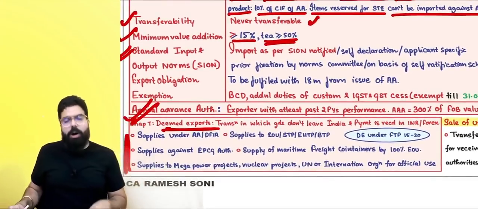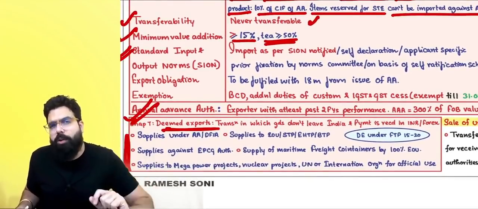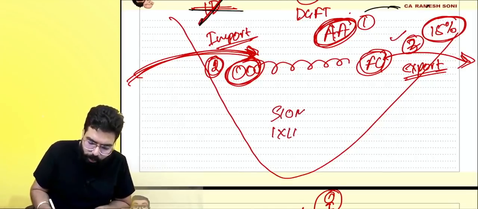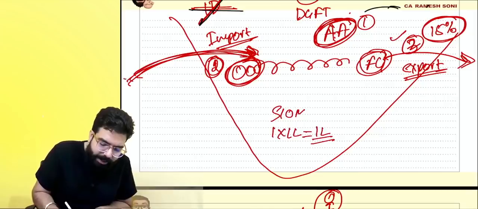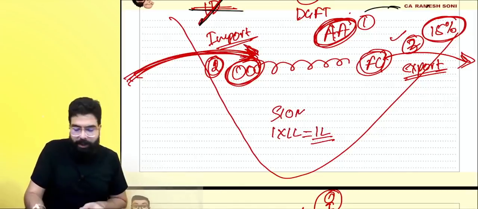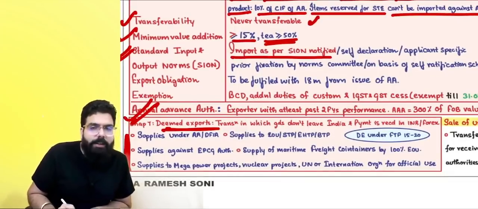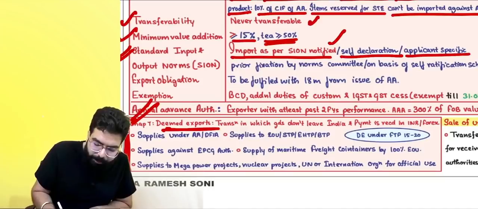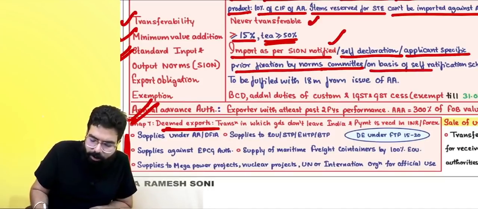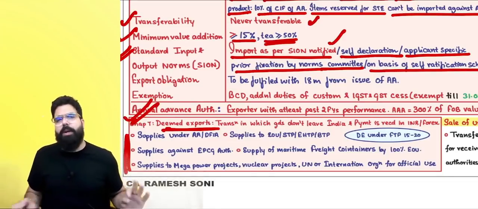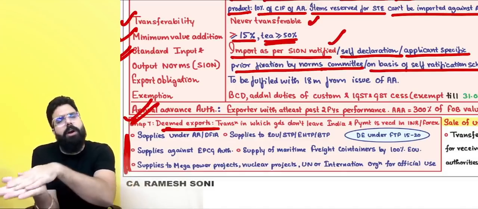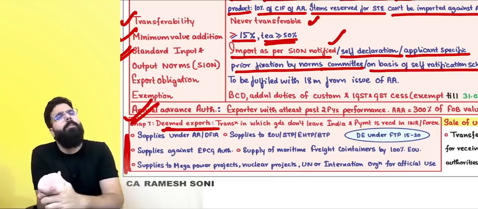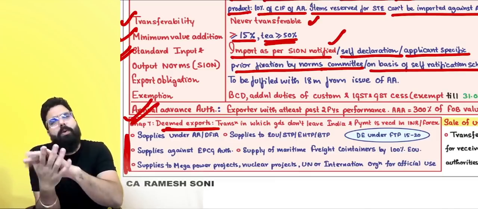Standard input output norm: yes sir, when they are giving you the advance authorization, they will see the SION book. 1 lakh shirts, 1 meter per shirt into 1 lakh, 1 lakh meters, they will tell you can go ahead and import. SION will be seen. Import is on the basis of CON notified, or self-declaration, or applicant specific prior fixation by norm committee, or on the basis of self-ratification scheme. If CON is there, they will take CON. If CON is not there, then the fixation will be done by the norm committee. On the basis of fixation, you can go ahead and import.